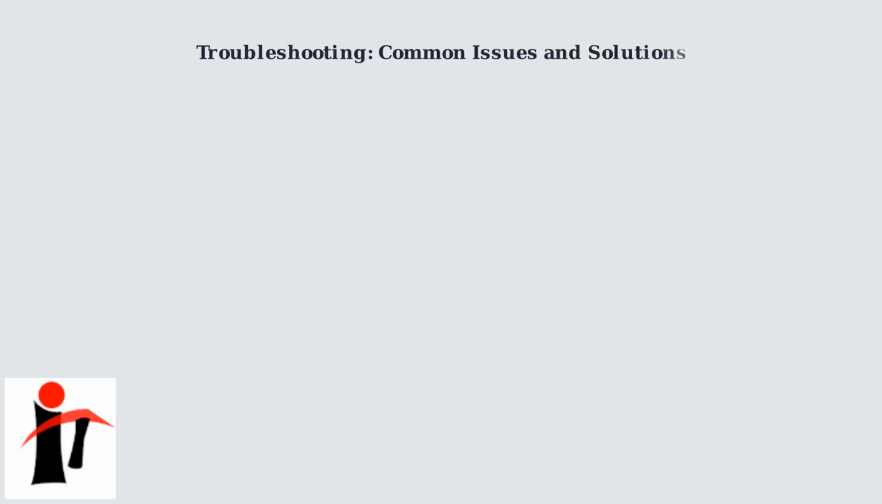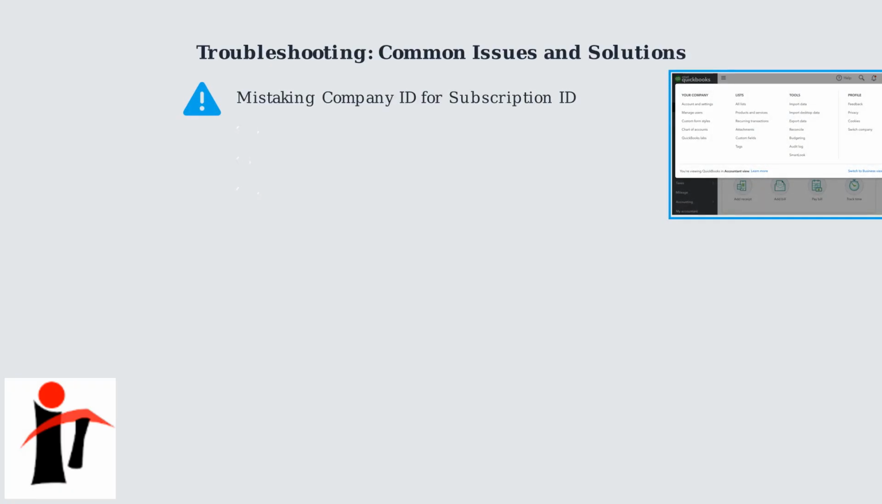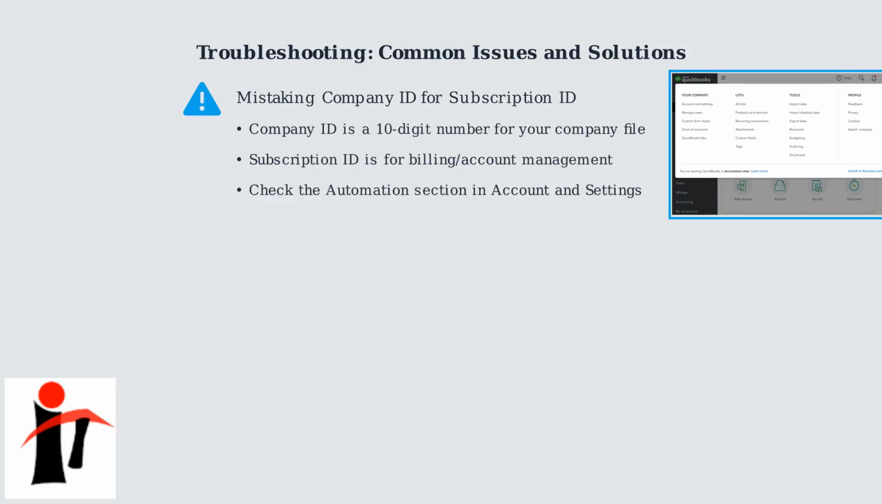A common issue users face is mistaking the company ID for the subscription ID. The company ID is a unique 10-digit number assigned to your QuickBooks company file, while the subscription ID relates to your billing and account management. To avoid confusion, always look in the Automation section under Account and Settings.